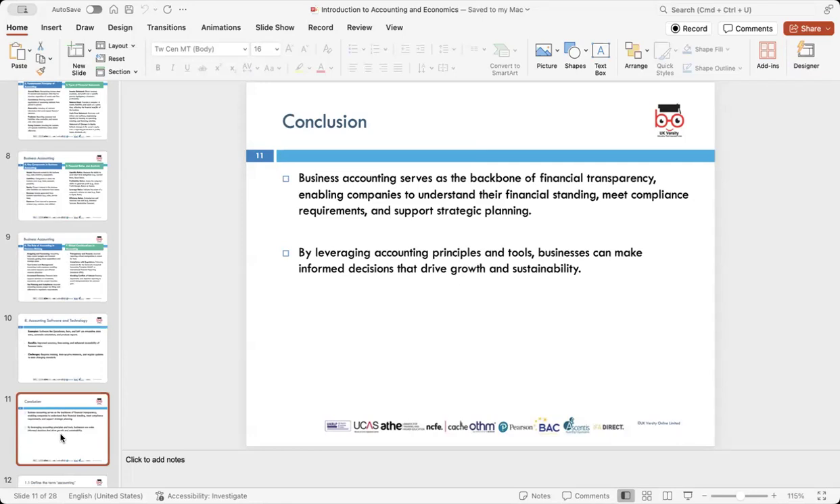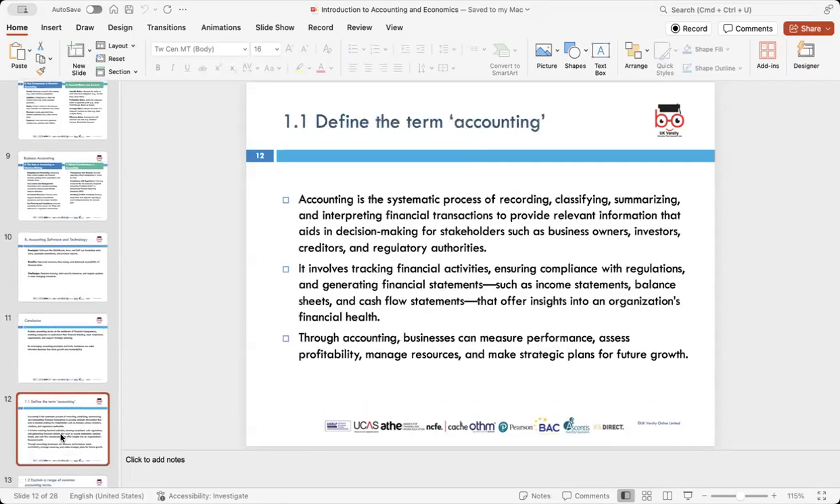So, any questions so far? If anyone is there, especially regarding this section. Okay, what is accounting? Any idea or any comments on this, if anyone is there?